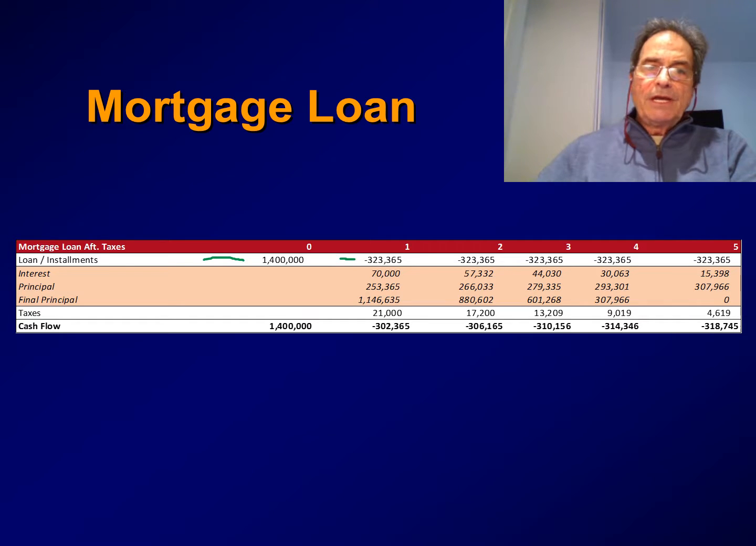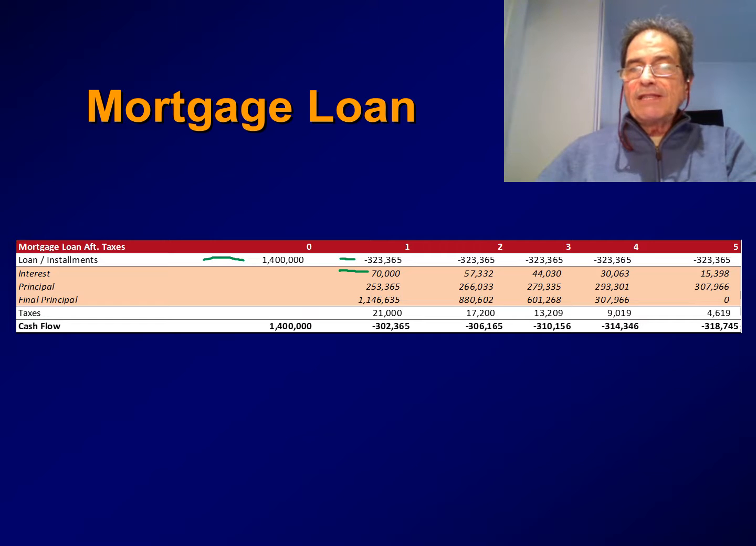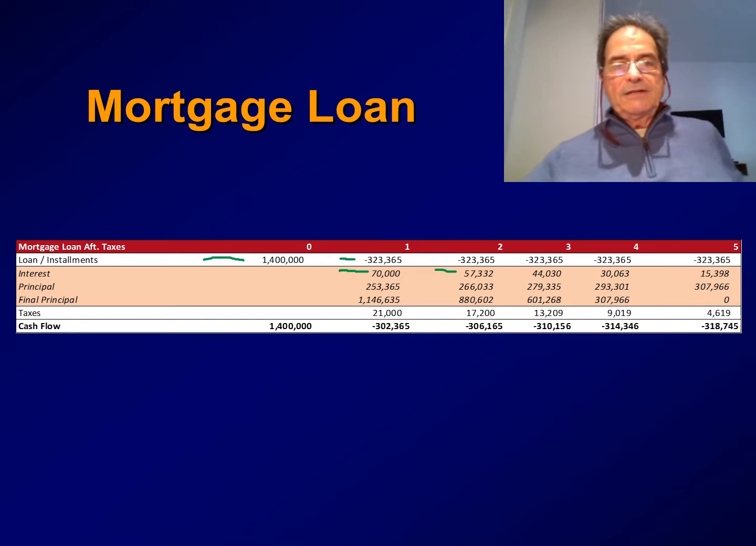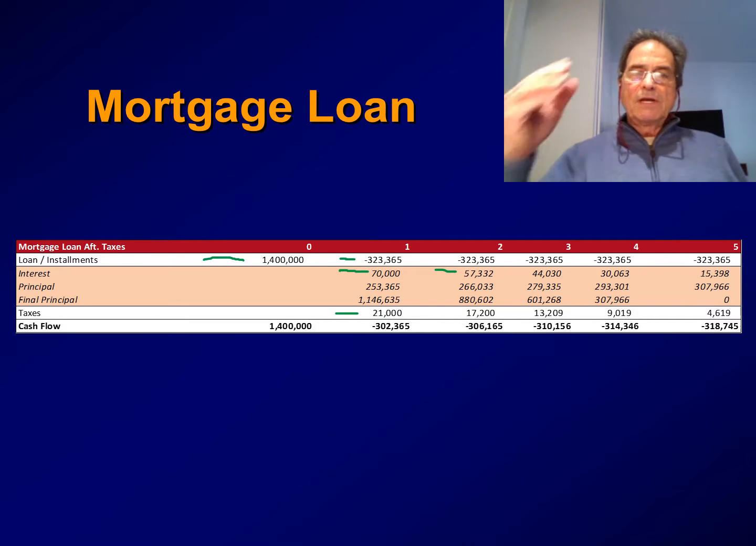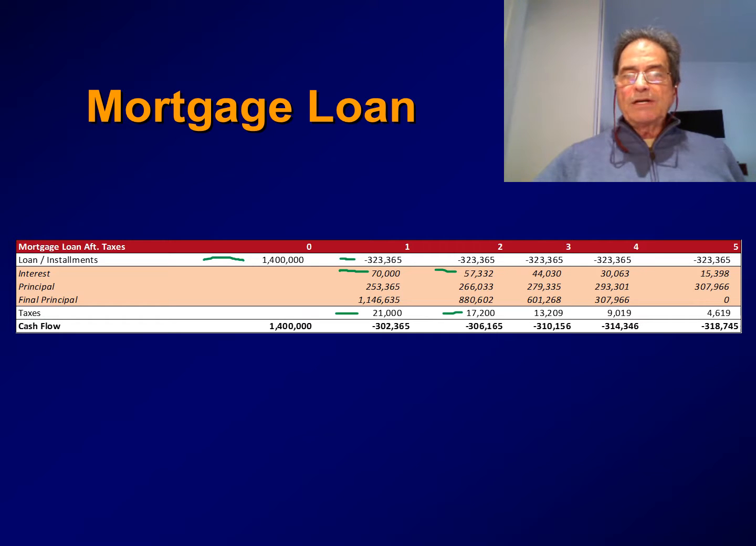Next, we decompose the installments into the interest and capital components. We need this in order to get the interest portion, because the interest portion is the part that is tax deductible. So we know that we can deduct for tax purposes 70,000 in interest in year one, 57,332 in year two, etc. Having said that, we can calculate the taxes that we save just by multiplying this row, corresponding to the interest payments, by the corporate tax rate, and the taxes that we save will be 21,000 in year one, 17,200 in year two, etc.